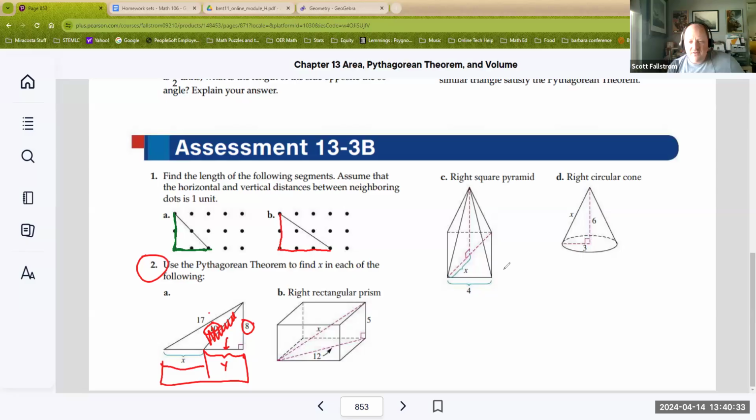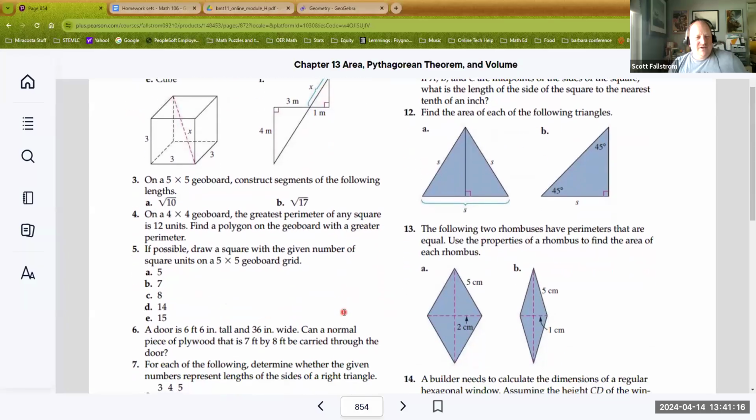Let's see here. Right square pyramid. And again, it says use the Pythagorean theorem to find each of the following. Okay. Now here they want you to find x. Now notice it looks like you have to do something with the height of the entire pyramid. You don't. We're looking for this. We'll need that eventually, but you should be able to find this whole length by thinking of this as a right triangle here. Okay, so keep that in mind. Same over here. So right triangle, right triangle. They're all right triangles. And they should be because we're using the Pythagorean theorem.